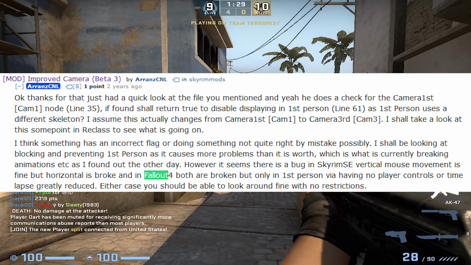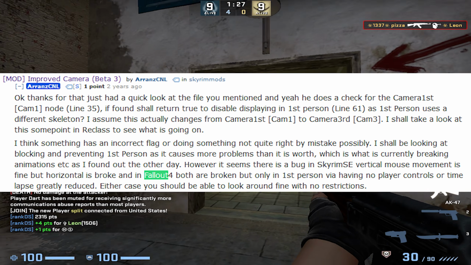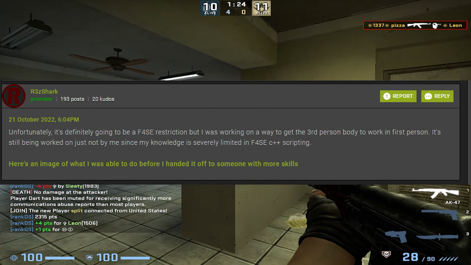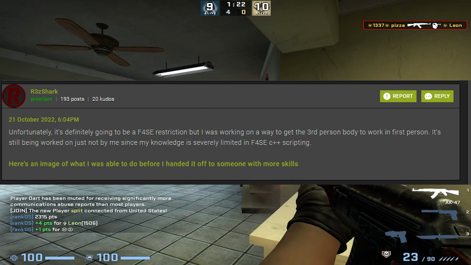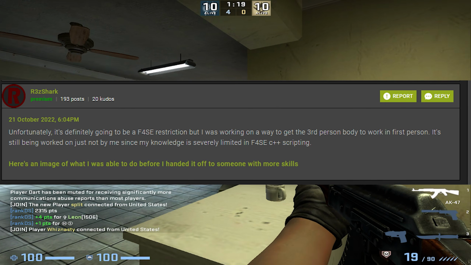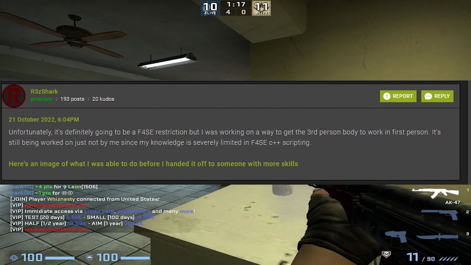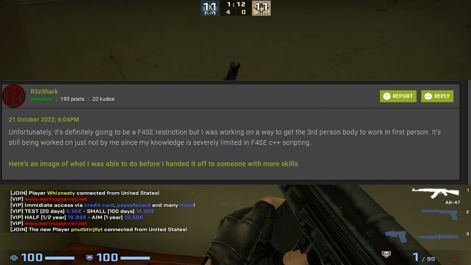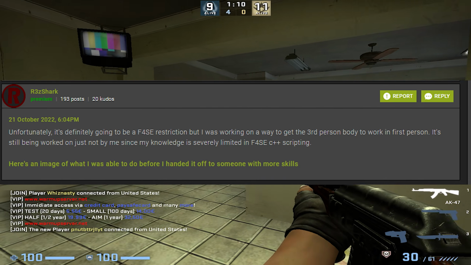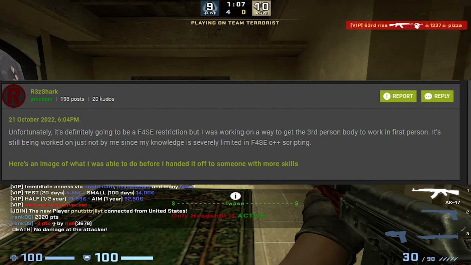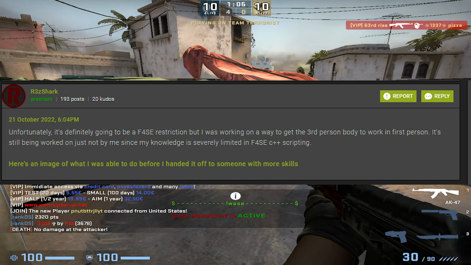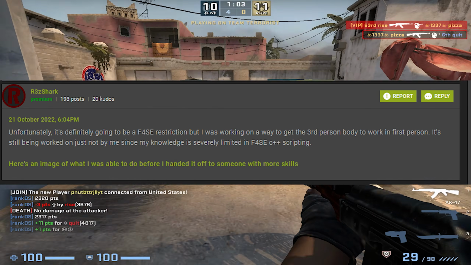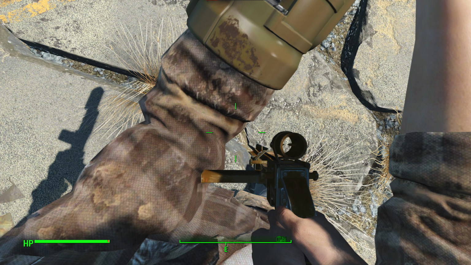We have hope in the form of a post by Redshark. He starts his post by saying, "Unfortunately, it's definitely going to be an F4SE restriction. It's still being worked on, just not by me, since my knowledge is severely limited in F4SE C++ scripting." And what does he mean by that? Well, C++ scripting is essentially engine scripting, writing code on the engine. So people are, like I said, reverse engineering the engine code to try and get this to work. And in this image, the first-person body is mostly implemented. You have the double arm problem we talked about earlier, but other than that, it's pretty much done.